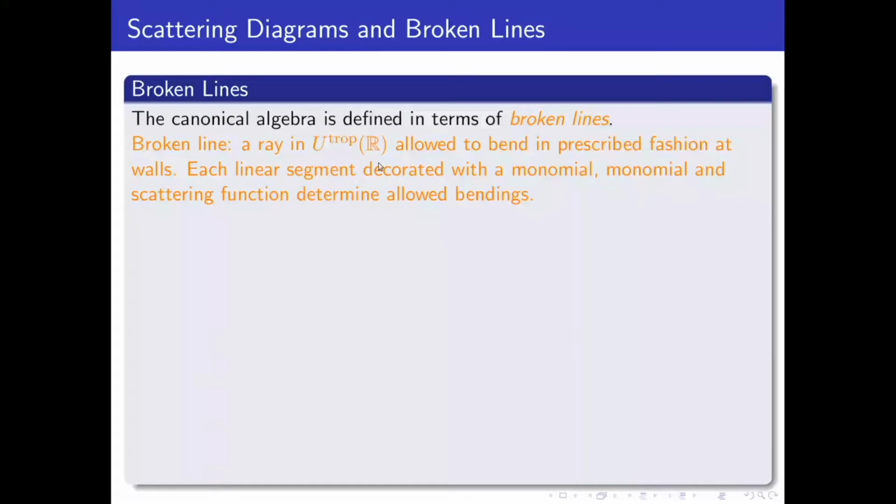Next, each linear segment is going to be decorated with a monomial. This monomial will correspond to the negative of the velocity of our ray. So the ray's some path, the negative of the velocity there will give us the exponent vector for our monomial. And the monomial together with a scattering function will determine how our rays are allowed to bend.